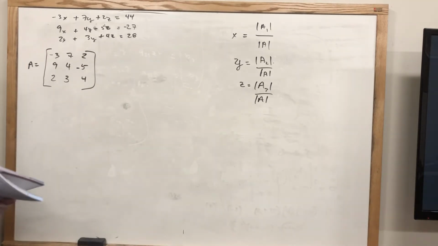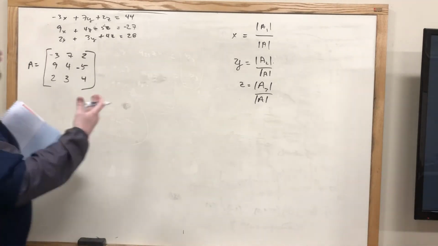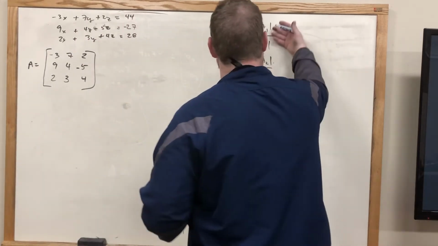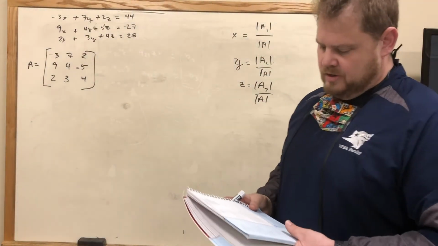Now, in order to solve this, I need the determinant of A, and then I need to find the determinant of all these other ones. All right, so what were the other ones?